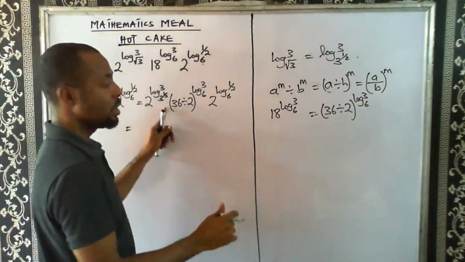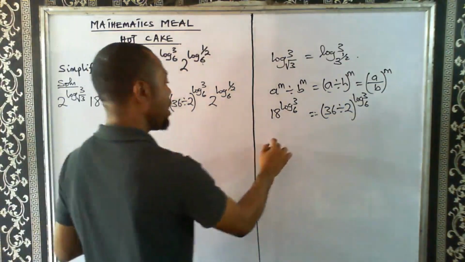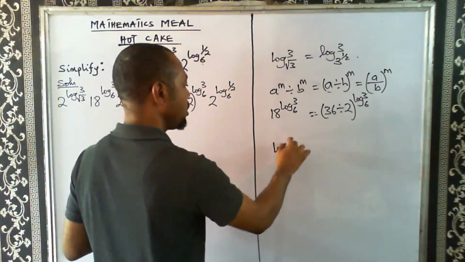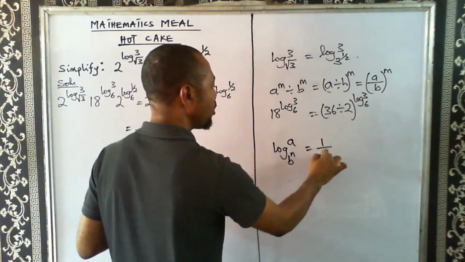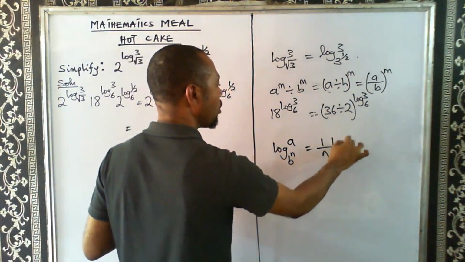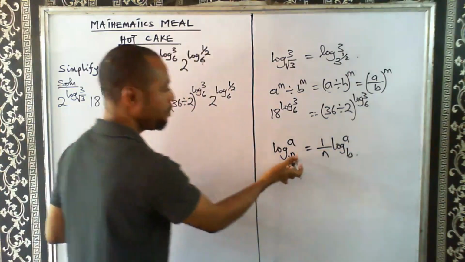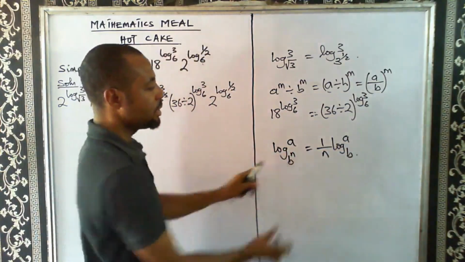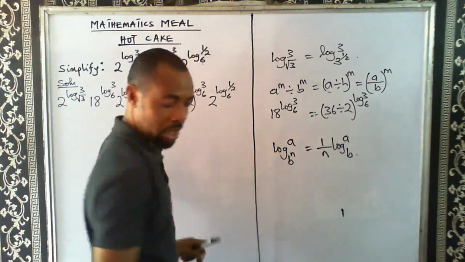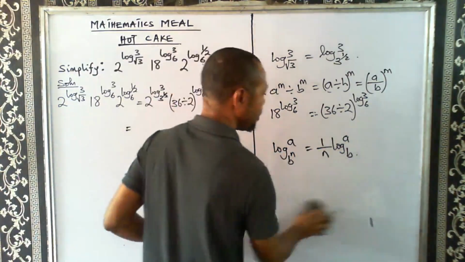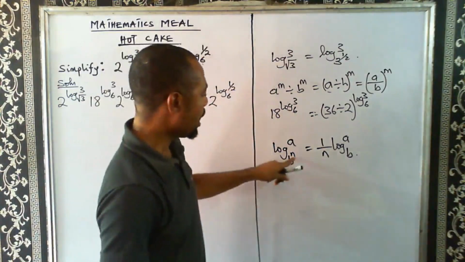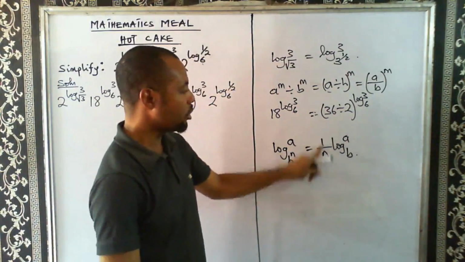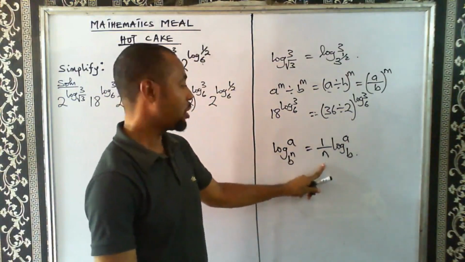We have a law in logarithm. If I have log A in base B raised to power n, the same thing as 1 over n log A in base B. So when the power is on the base, it's the same thing as writing that power as the reciprocal of the coefficient of the log. So n moving to this side becomes 1 over n. So that's what it means.